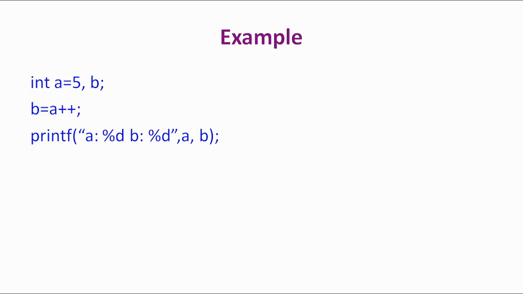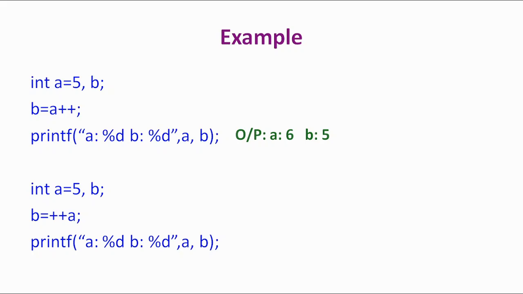But if we print the values of a and b, surprisingly, the output is not what we expected. Only a is printed with the incremented value, but b contains the old value of a. This is because of the order of the two operations. First, the assignment of a's value to b is carried out, which results in b getting 5. Then the value of a is incremented by 1, which modifies a's value to 6. This is the behavior of the post increment operator.